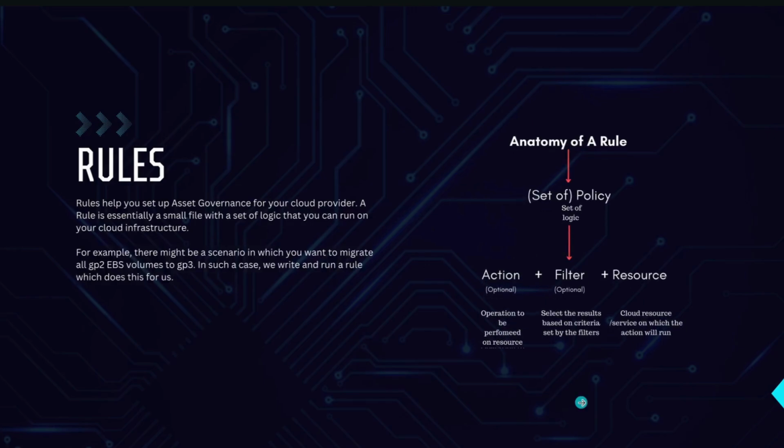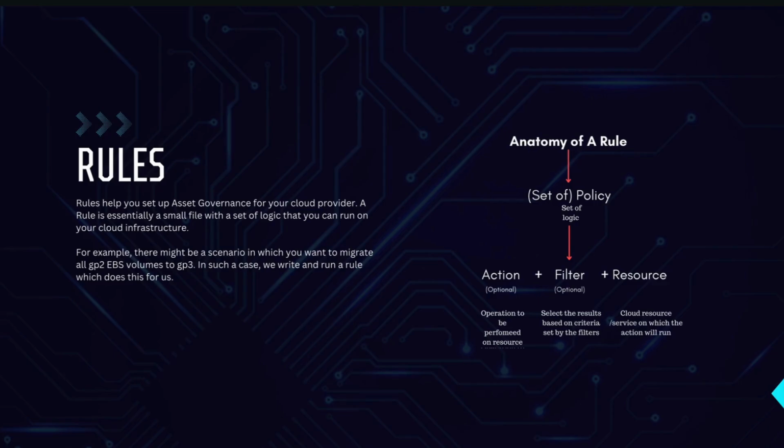To begin with rules, rules help you set up asset governance for your cloud provider. So, a rule is essentially a small file with a set of logic that you can run on your cloud infrastructure. For example, there might be a scenario in which you want to migrate all GP2 EBS volumes to GP3. In such a case, we write and run a rule which does this for us.